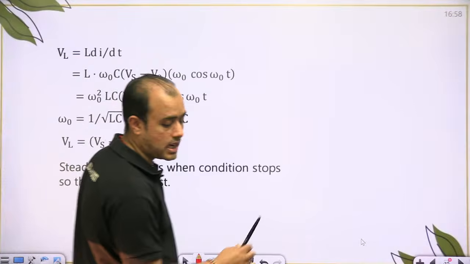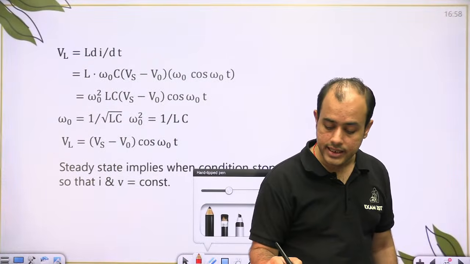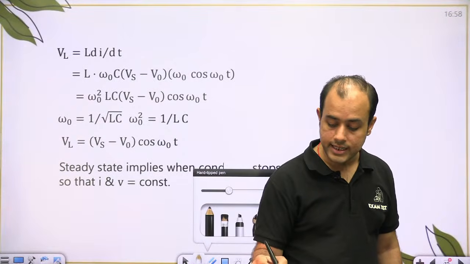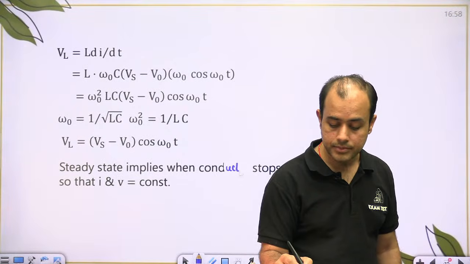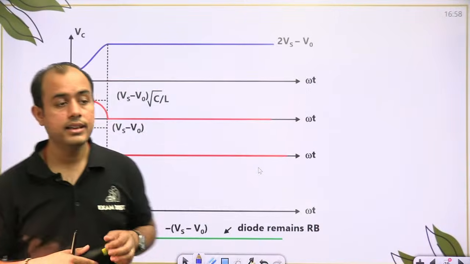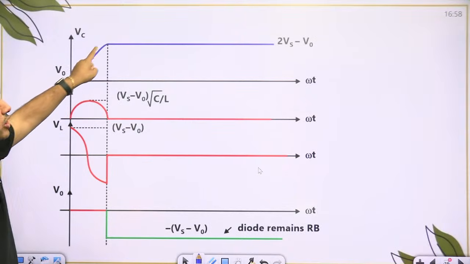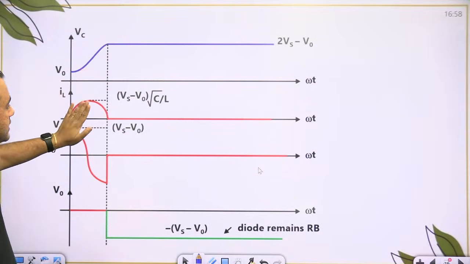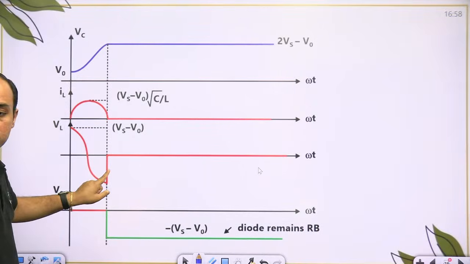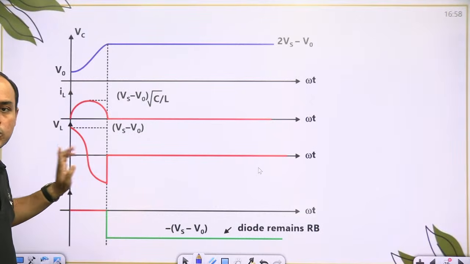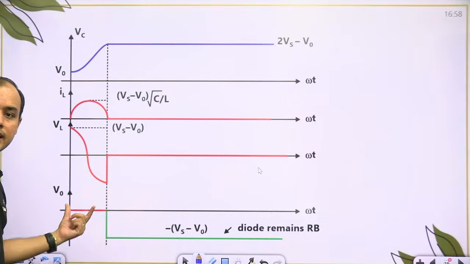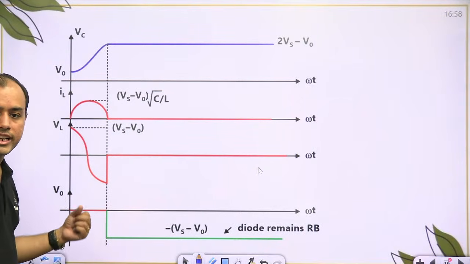तो steady state का मतलब क्या होता है? In these circuits, steady state means when the conduction stops, so the current and voltage becomes constant. ठीक है? Is that clear? तो देखिए, capacitor is charging from V0 to 2Vs minus V0. The current is sine, which becomes 0 at pi. Inductor voltage is cosine. That also becomes 0 after current becomes 0. Diode voltage becomes negative. Till the time diode was conducting, voltage was 0.